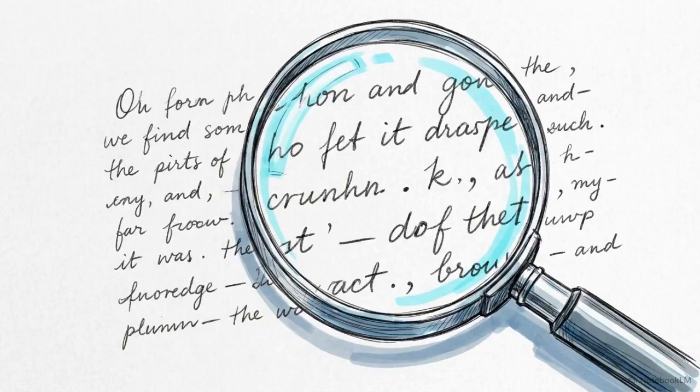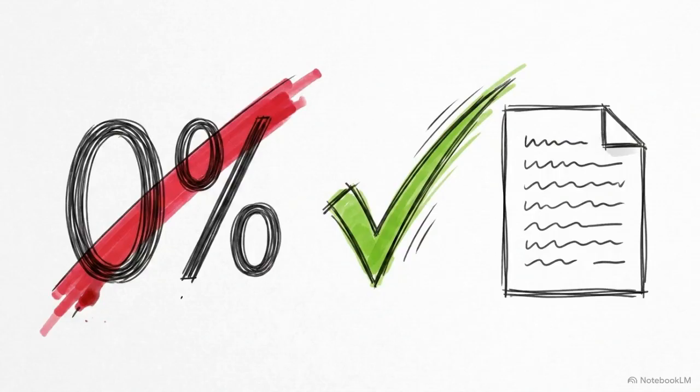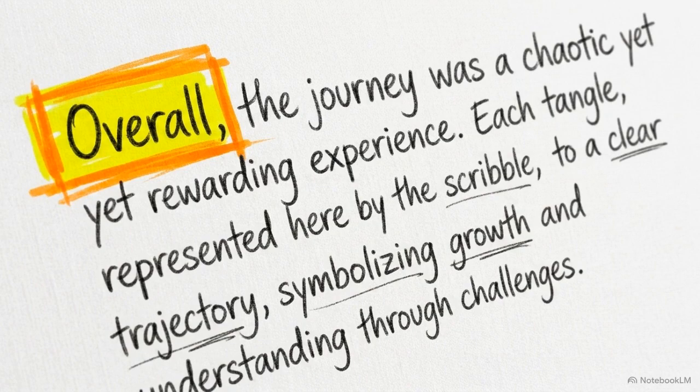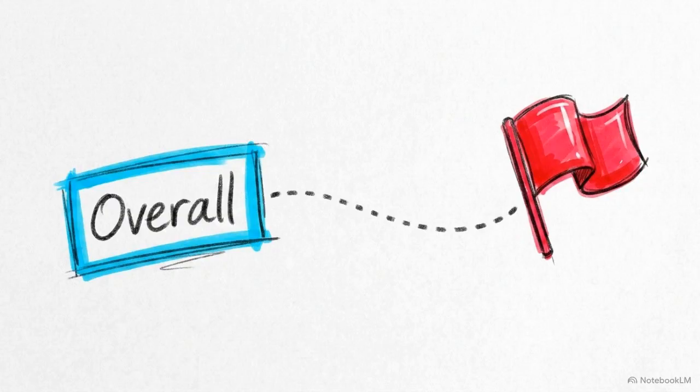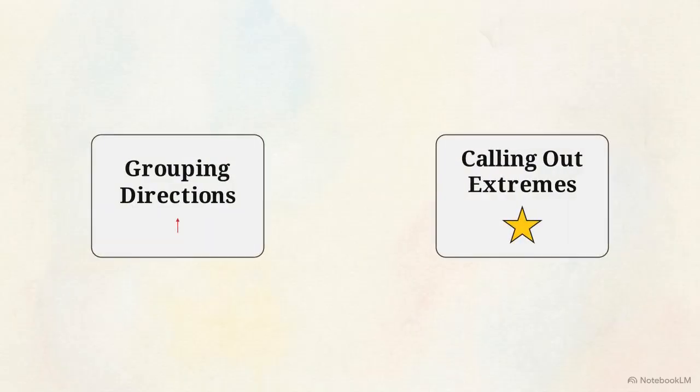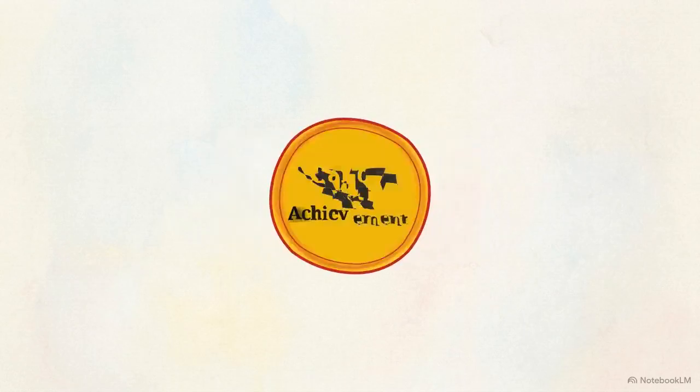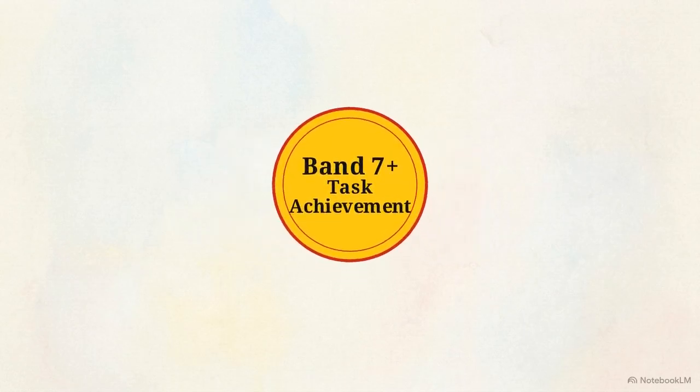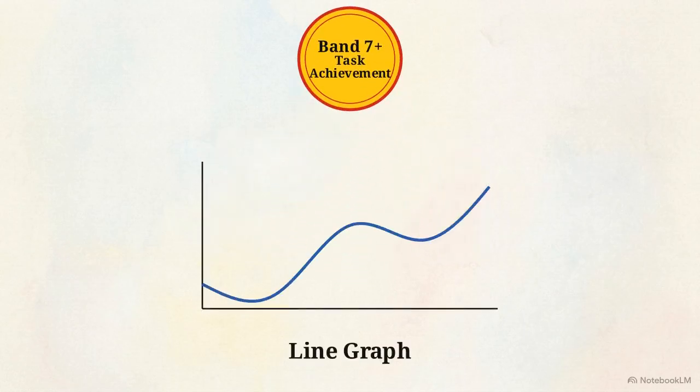Perform a quick 0 number check. Read through the text. You will notice there are no percentages listed. We have described the data entirely in words. Finally, look at the very first word, overall. This is a cohesive device that acts as a giant flag for the examiner, telling them exactly where your overview begins. This simple two-sentence structure, grouping the directions, then calling out the extremes, is a reliable, fast way to secure top marks in task achievement.